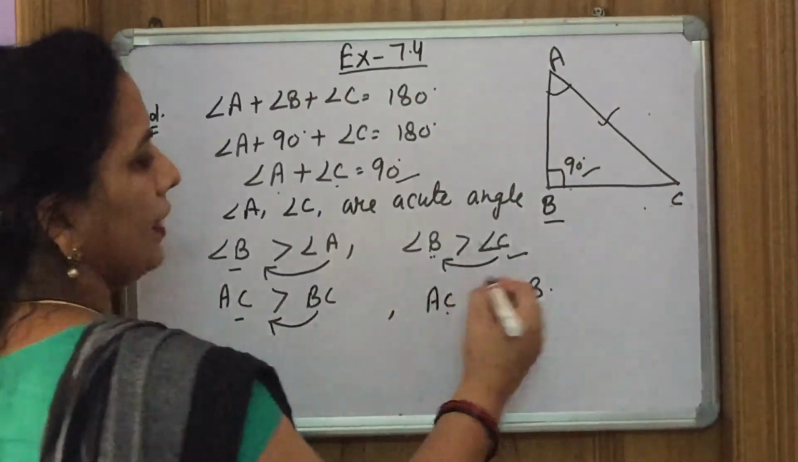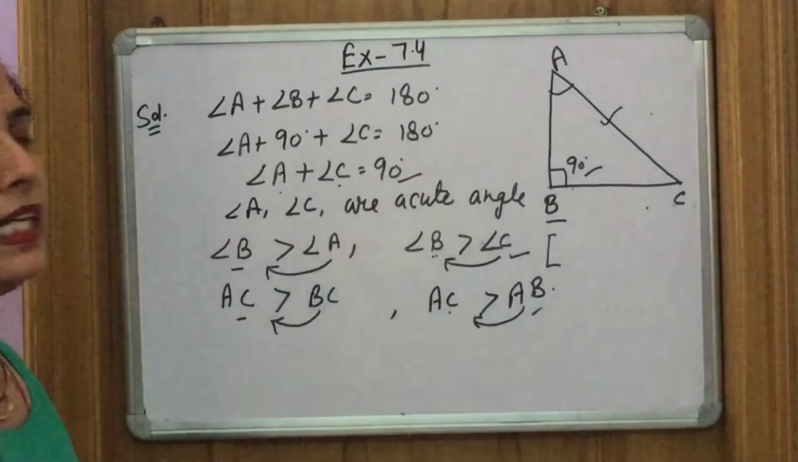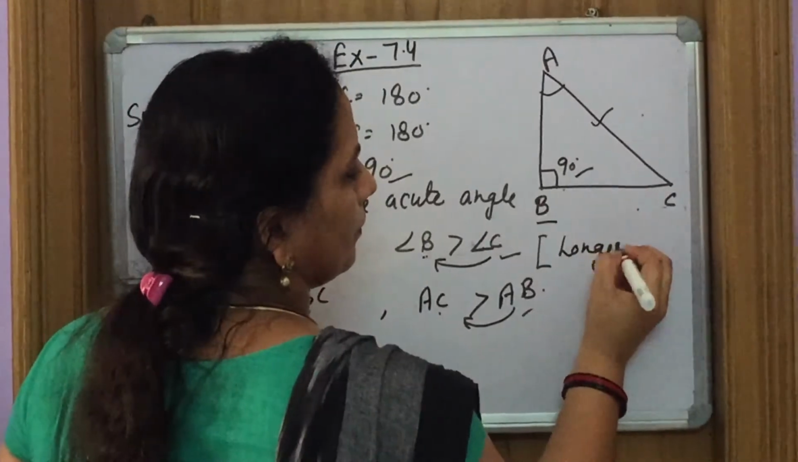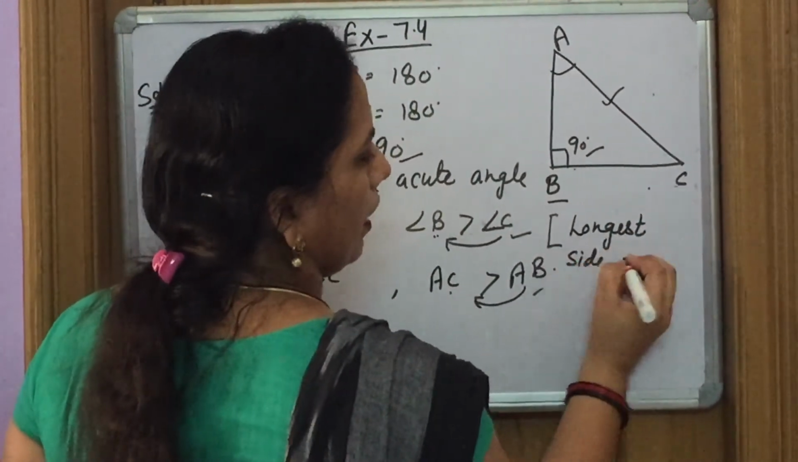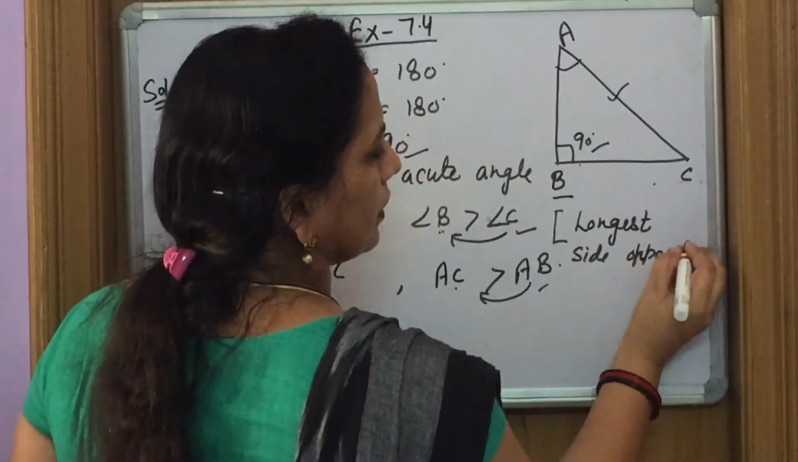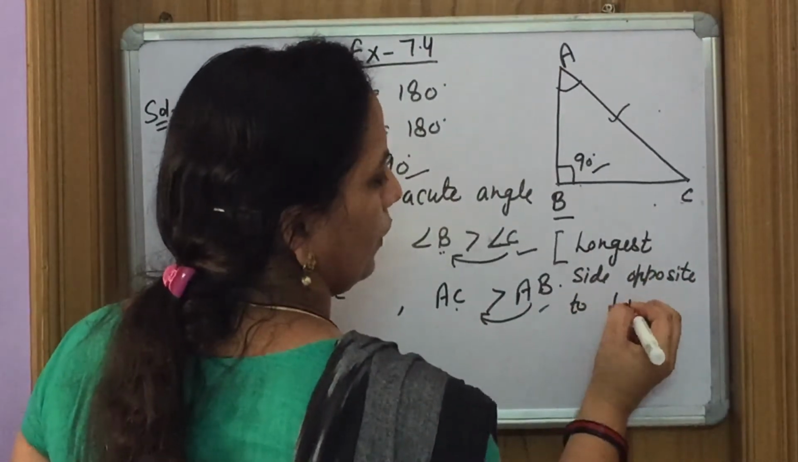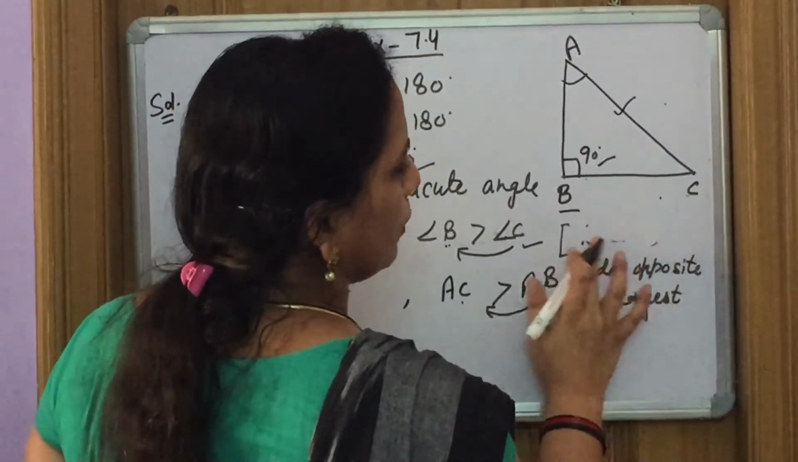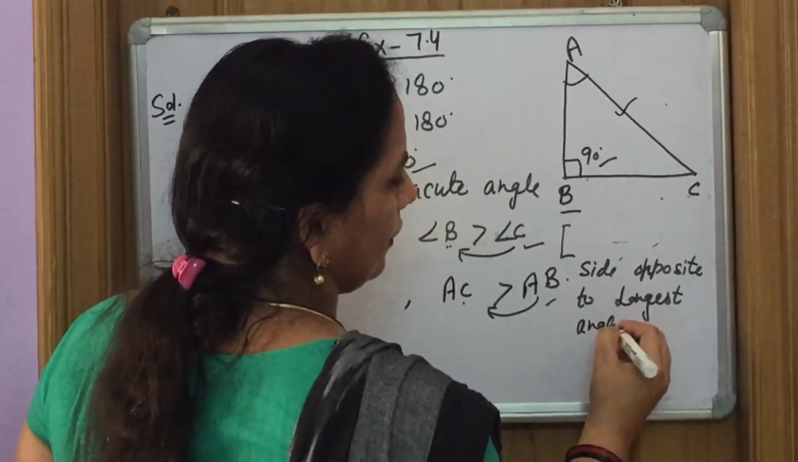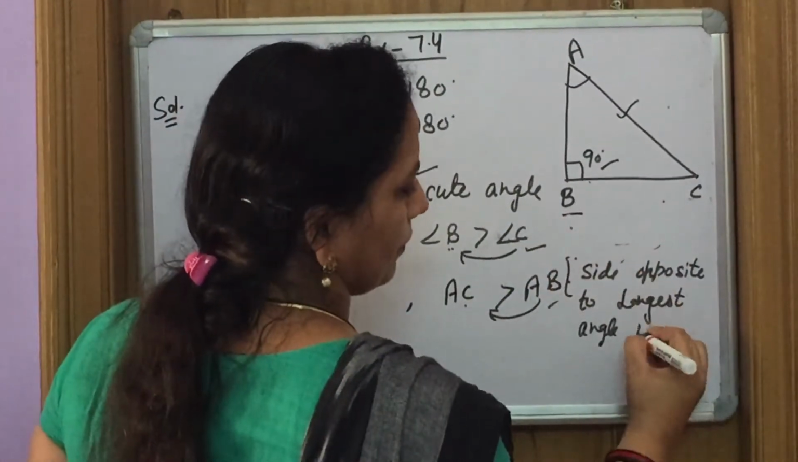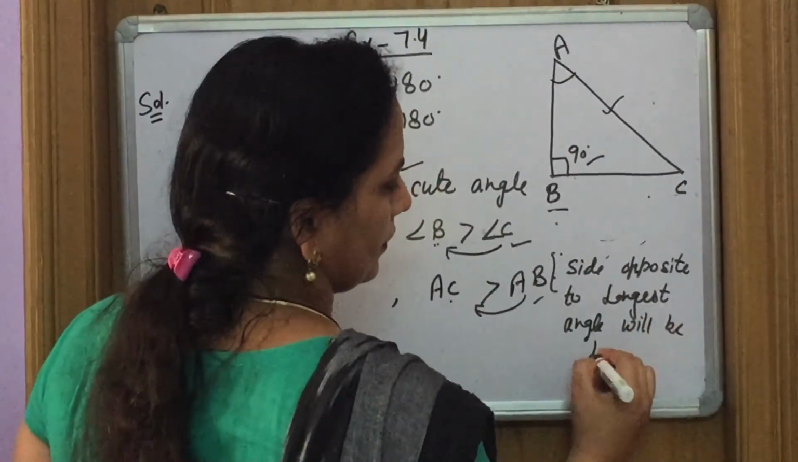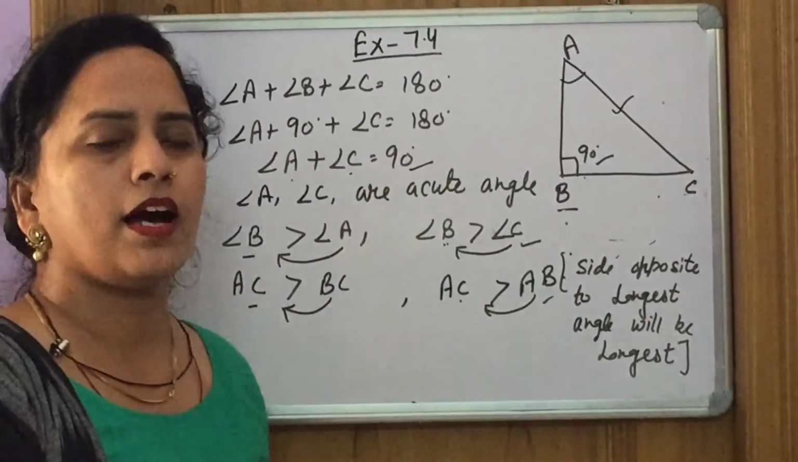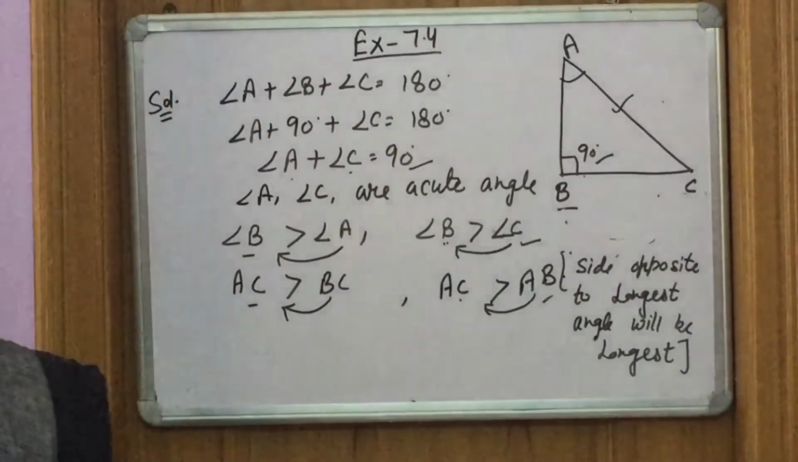We have to write here the main condition which we used, that is, the side opposite to the longest angle will be longest. This is the main condition which we used in this question. So this is our first question, number 1. Now let's do question number 2.